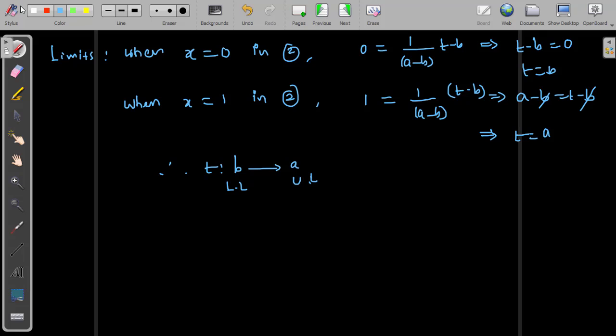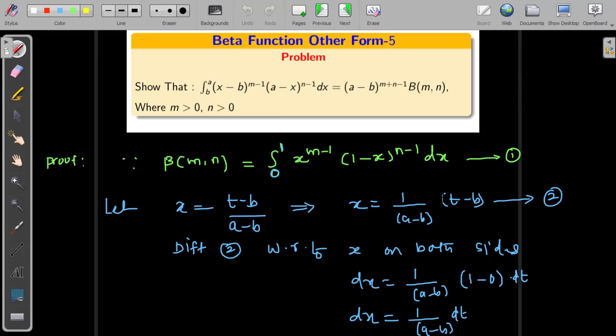Now these results we need to substitute in equation number 1: this limit as well as this substitution, and again this dx. These three things we need to substitute in equation number 1. Here we need to change the limits 0 to 1 to b to a.